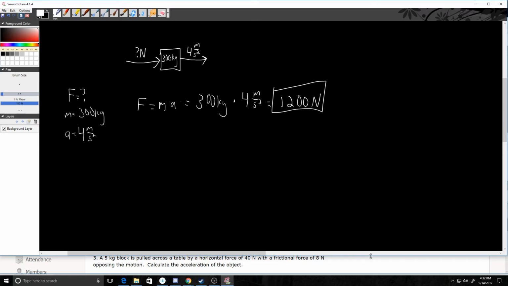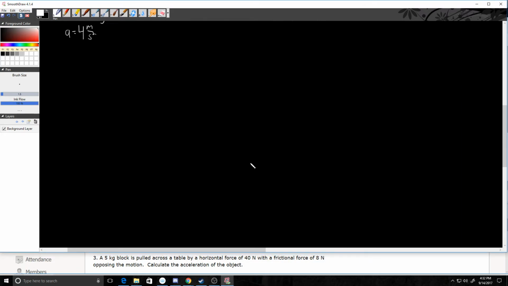All right, number 3. The third question, the last one that I had you practice for today, is a 5 kilogram block is pulled across a table. In this case, I'm being pulled, so my force comes from this direction, by a horizontal force of 40 newtons with a frictional force of 8 newtons opposing the motion.